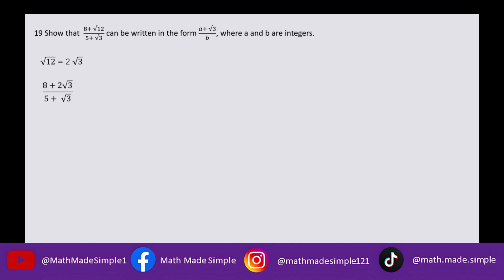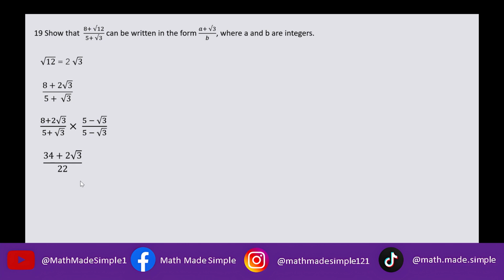And now, because I want to rationalize the denominator, because I don't want a surd at the bottom, I will multiply by 5 minus the square root of 3, and that would give me 34 plus 2 square root of 3 over 22.